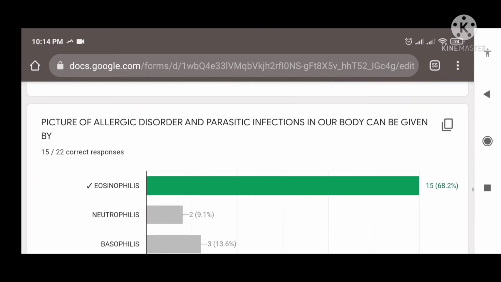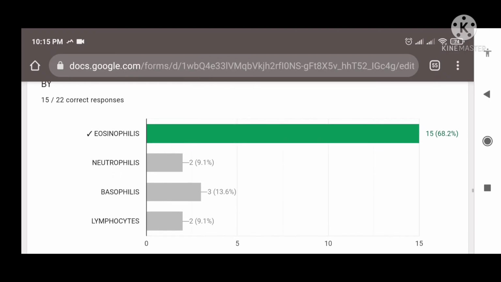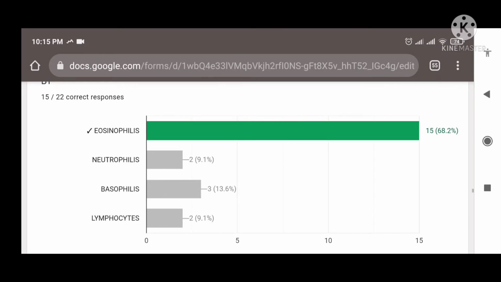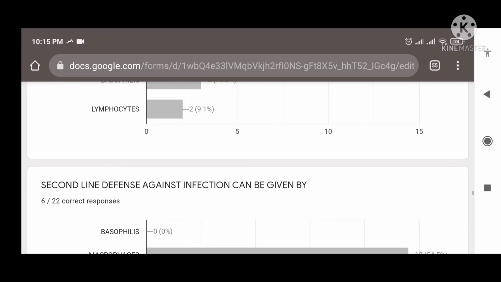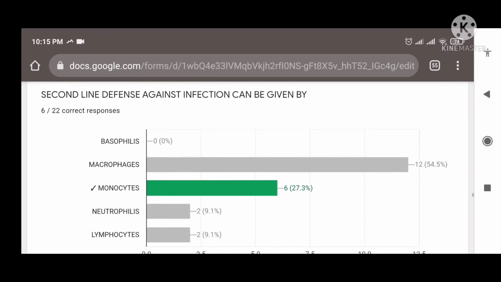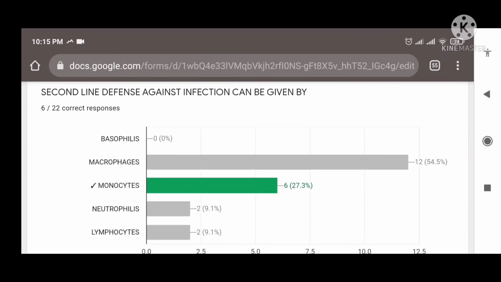Allergic disorders and parasitic infection in our body are indicated by eosinophils. This question was indirectly asked in the previous question, so this is a duplicate question. The second line of defense against infection is given by monocytes, and the first line, bacterial infection, is given by neutrophils.